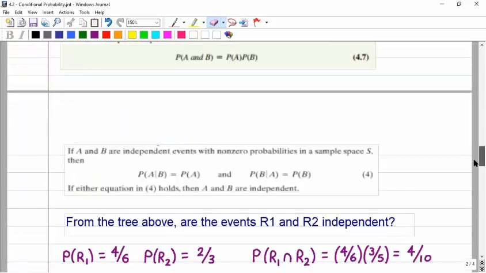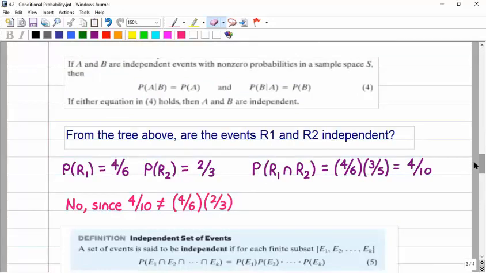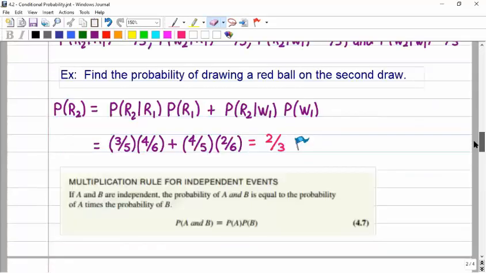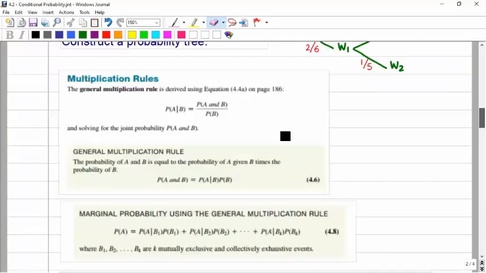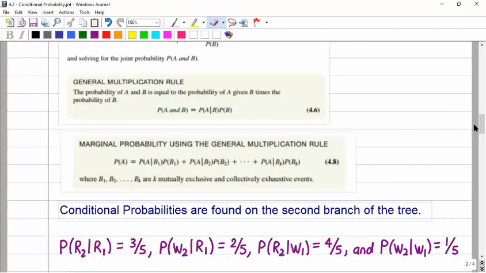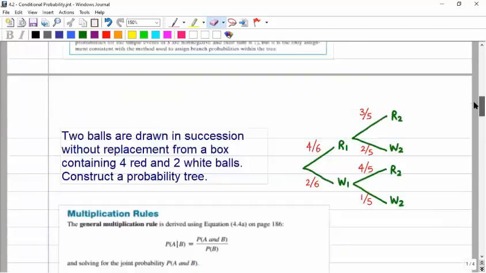So, I didn't mention this. The probability to get the ands here, which just means and, the probability of R1 and R2, is actually using this formula right here. You multiply along the paths. So the probability of R1 and R2 twice in a row would be 4/6 times 3/5. You would multiply those two numbers there to get the ands.